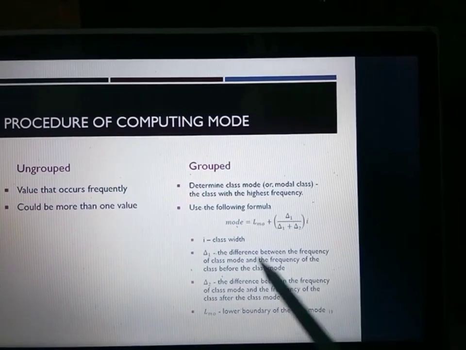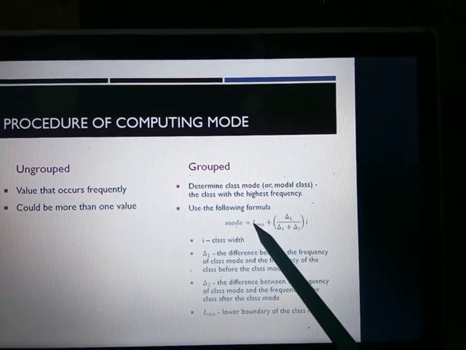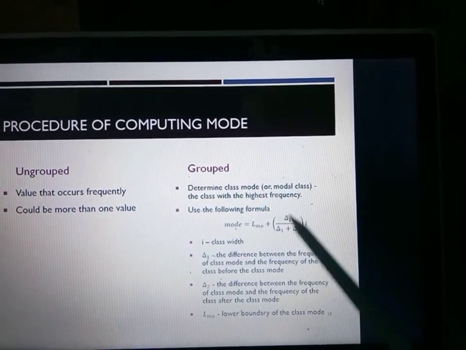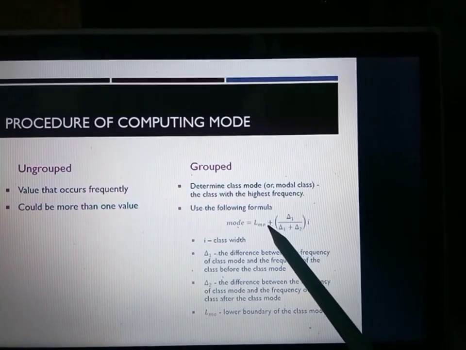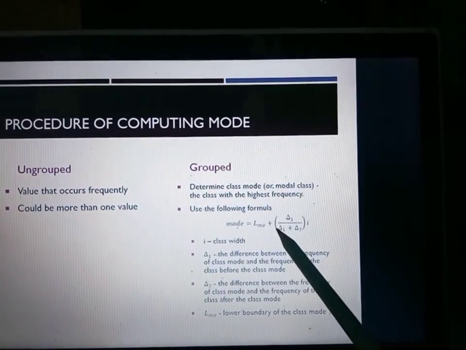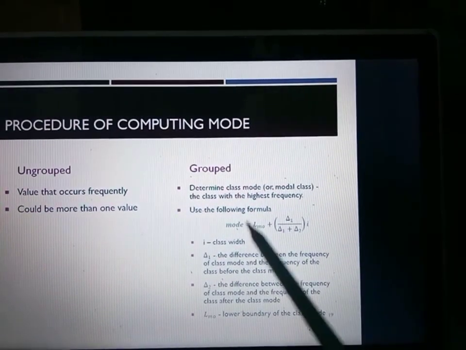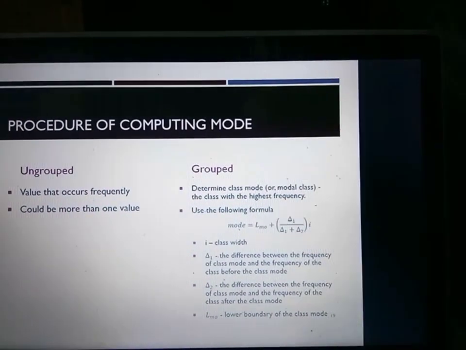So by using this formula, we need to identify one by one what the parameters are. These are the parameters that we need to determine from the grouped data. By using this formula, we find the mode of the grouped data.